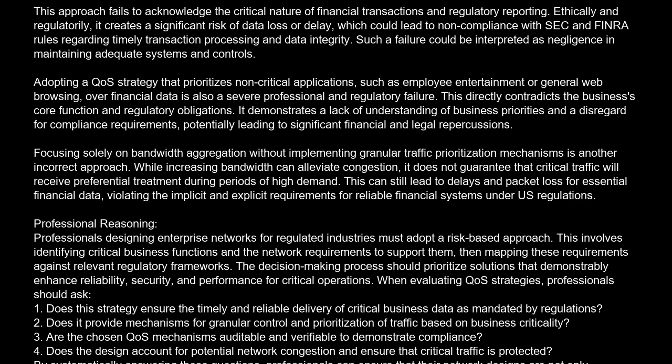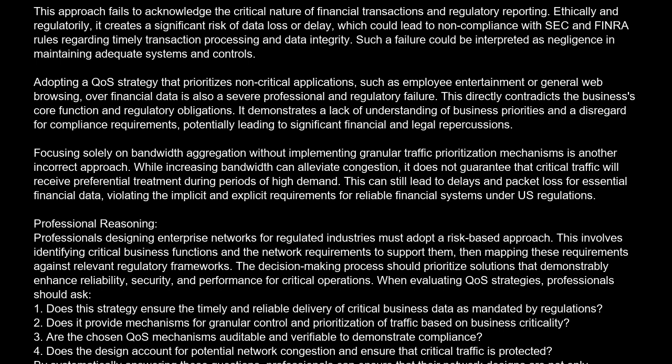Ethically and regulatorily, it creates a significant risk of data loss or delay, which could lead to non-compliance with SEC and FINRA rules regarding timely transaction processing and data integrity. Such a failure could be interpreted as negligence in maintaining adequate systems and controls.